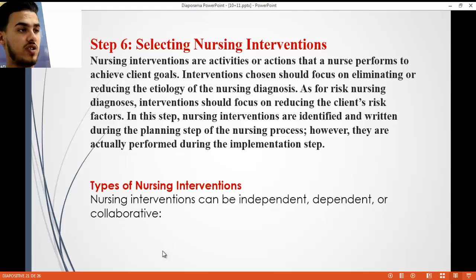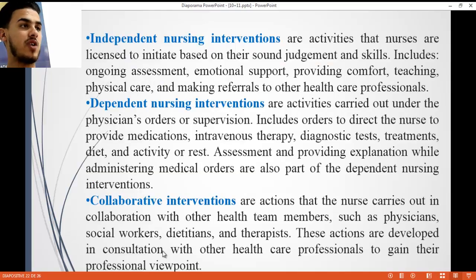However, they are actually performed during the implementation step. Moving on now to the types of nursing intervention. Nursing interventions can be independent, dependent, or collaborative. Starting with independent nursing interventions, they are activities that nurses are licensed to initiate based on their sound judgment and skills. They include ongoing assessment, emotional support, providing comfort, teaching, physical care, and making referrals to other health care professionals.